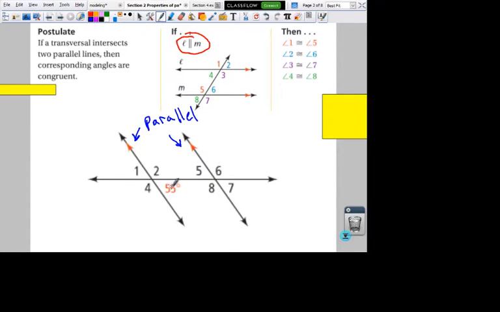So I have this 55-degree angle right here, right? What is this 55-degree angle corresponding to? What's this corresponding to, Kylie? 7. If this is 55, what is 7? 55. Also 55. So when we have corresponding angles, they equal each other.